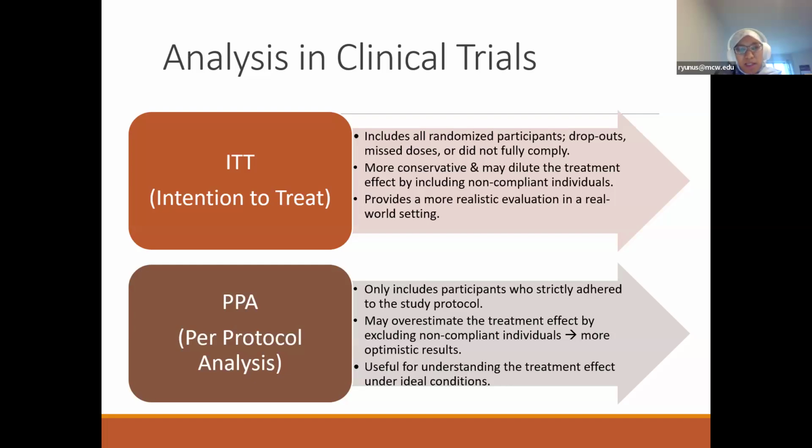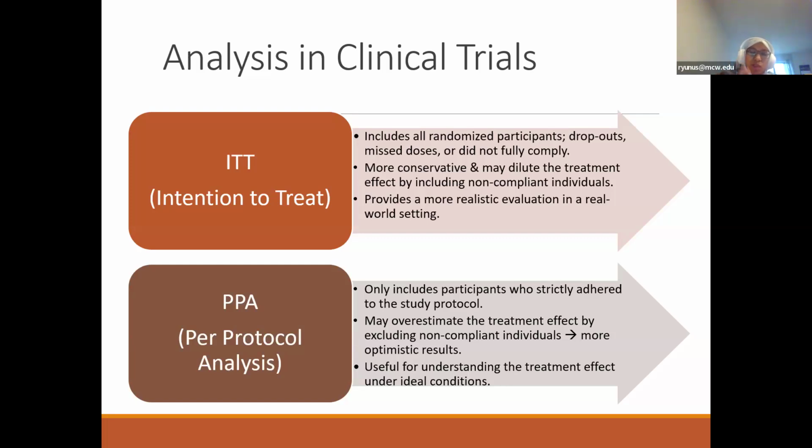However, the good thing about the ITT approach is that you are actually giving a more realistic evaluation in a real world setting, because in the clinical setting, in the hospital, in the clinic, for instance, you will always come across patients who are not compliant. Not everybody will take the drug according to the right dose. Not everybody will never miss a single follow-up with the doctor. So the ITT approach is more realistic compared to per protocol analysis.